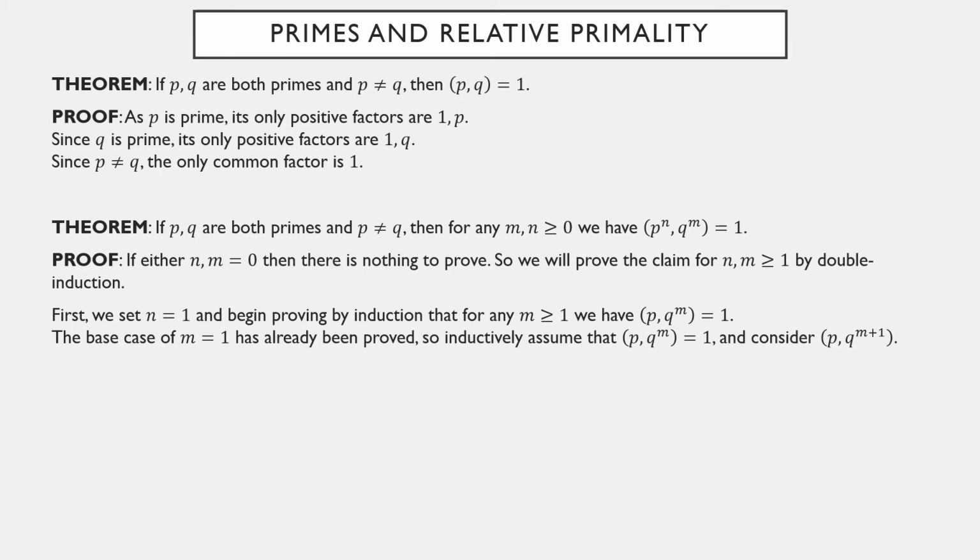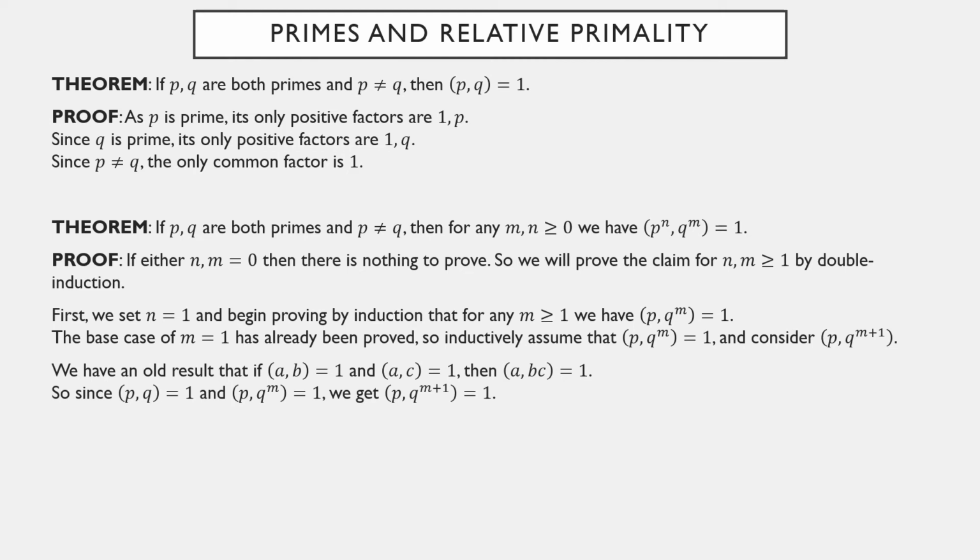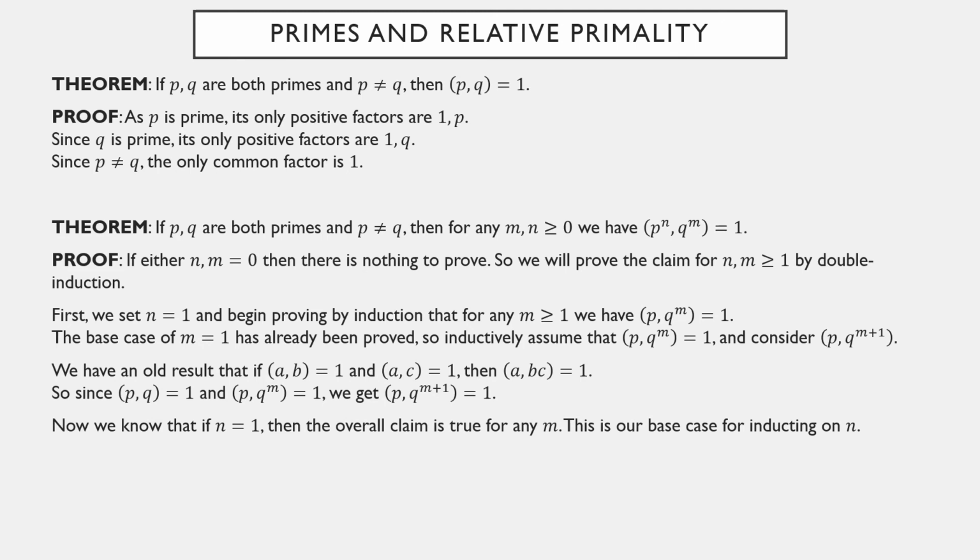So inductively, we're going to assume that p and q to the m are relatively prime, and now we need to show that p and q to the m plus 1 are relatively prime. We have this result from earlier in this unit that if a and b are relatively prime and a and c are relatively prime, then a and the product b times c are relatively prime. But we know that p and q are relatively prime, p and q to the m are relatively prime, therefore p and q to the m plus 1 are relatively prime. So now we know that if we have fixed n equal to 1, so we just have p to the first power, then overall I can let the exponent on q be any positive integer.